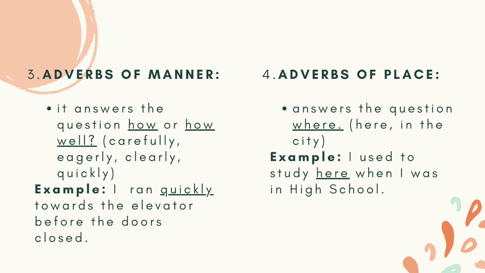Examples of adverbs of place are here and in the city. Now, here is an example of the adverb of place being used in a sentence. I used to study here when I was in high school. The adverb being used is the word here, which answers the question where I used to study.